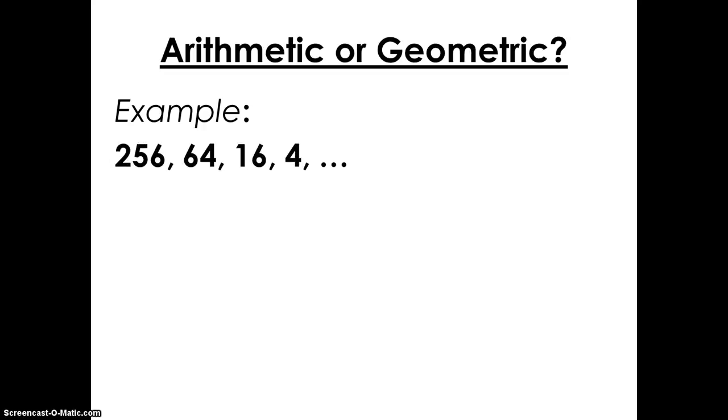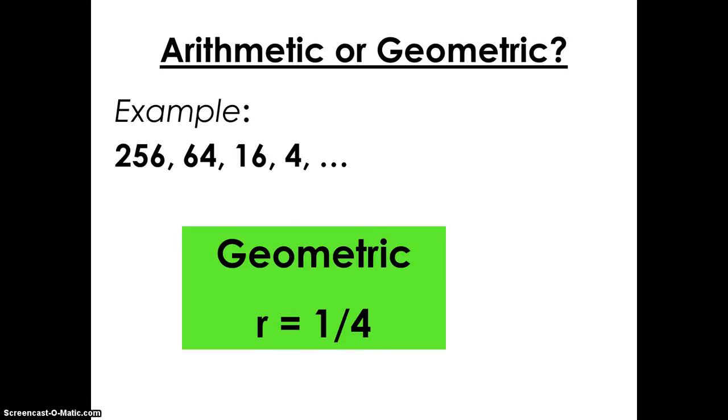Now on this one, I see my numbers are getting smaller, but it doesn't look like I'm subtracting the same number every time. So it can only be a geometric sequence, and if I do 64 divided by 256, I will get 1/4, which is what my common ratio is.